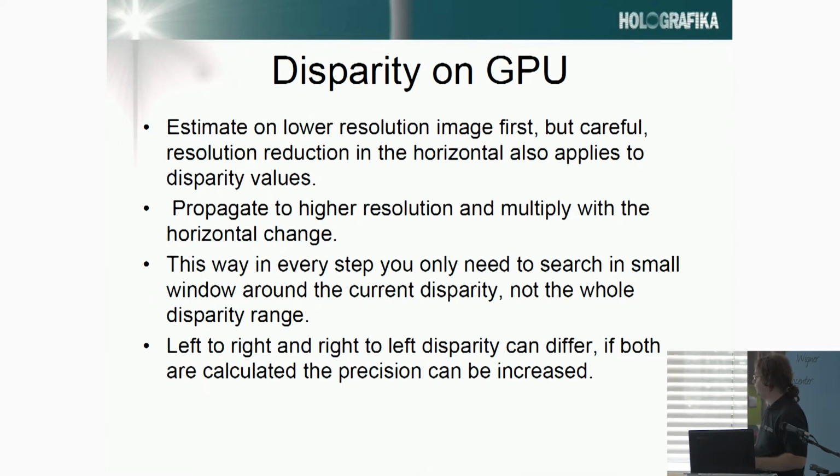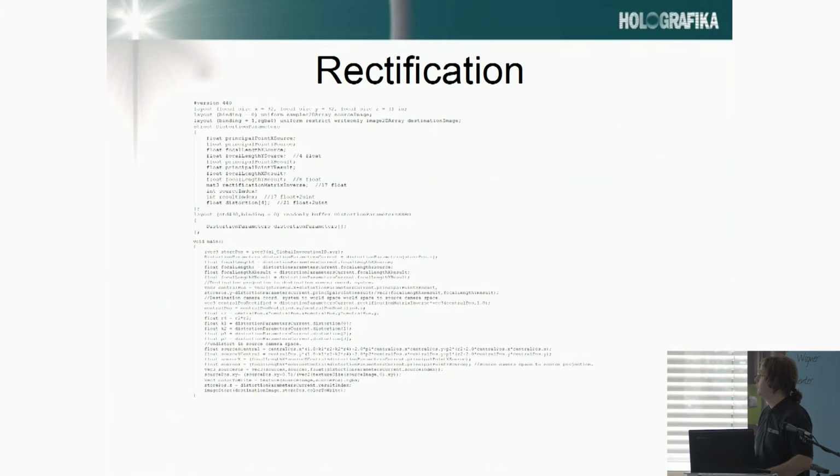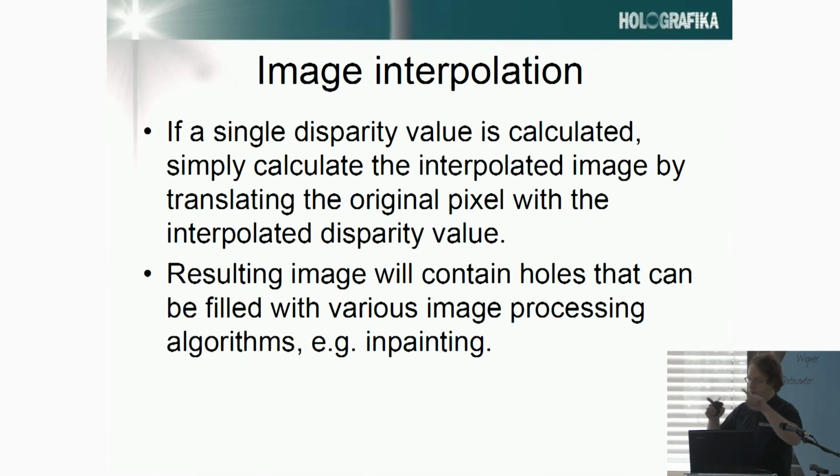We can estimate both left to right and right to left disparity, and we can increase the precision. We can do rectification, which is again an easily portable task for the GPU. This is a rectification shader that takes into account a couple of distortion parameters and the intrinsic matrix of the camera to generate the rectified images so that we have perfect horizontal alignment for the two images.